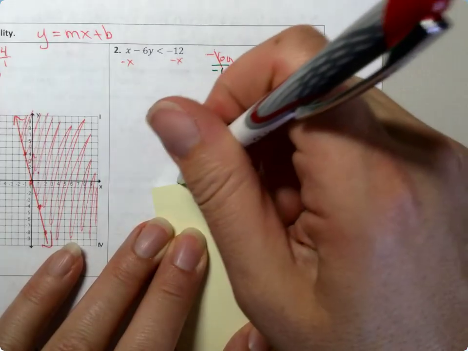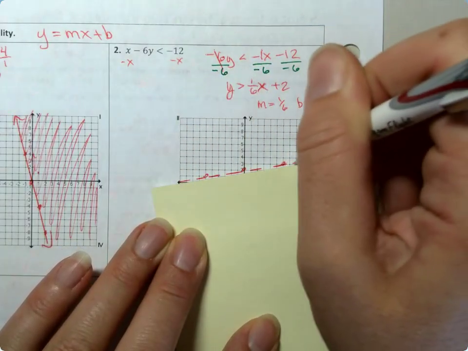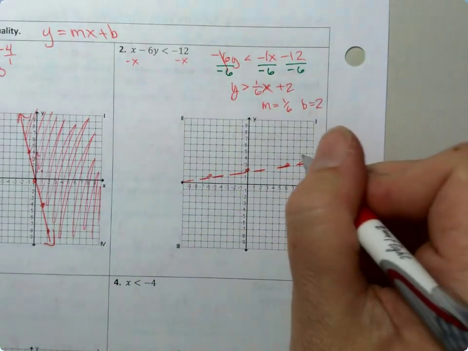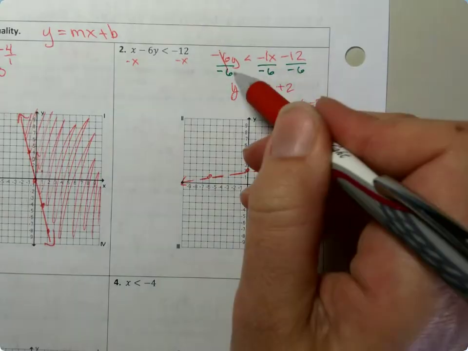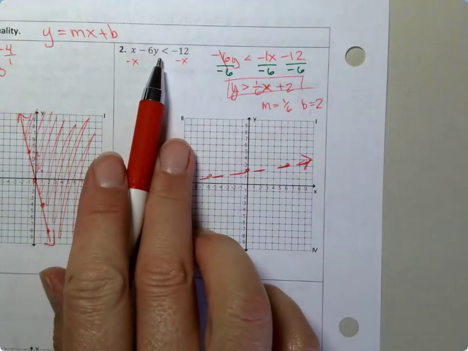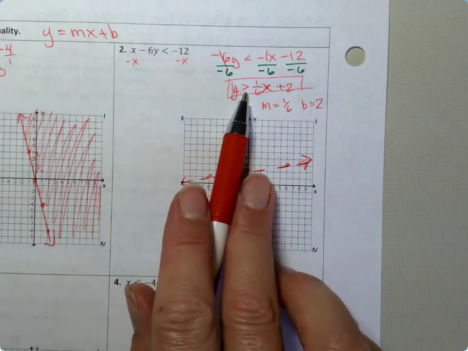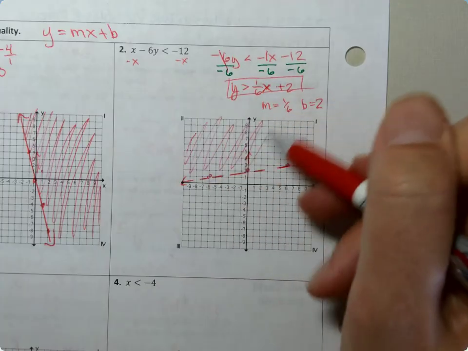Dashed or solid? Should be dashed. All right, so there is my line, and then let's read it. And you want to make sure that you don't go back to the original. It's not less than. It should be y is what? Greater.